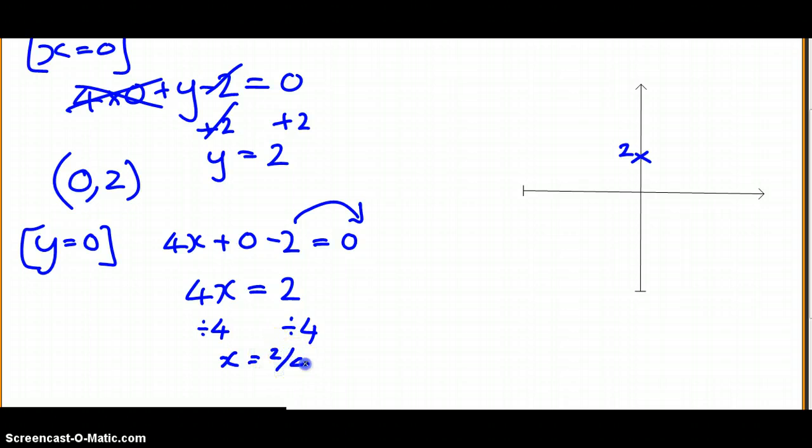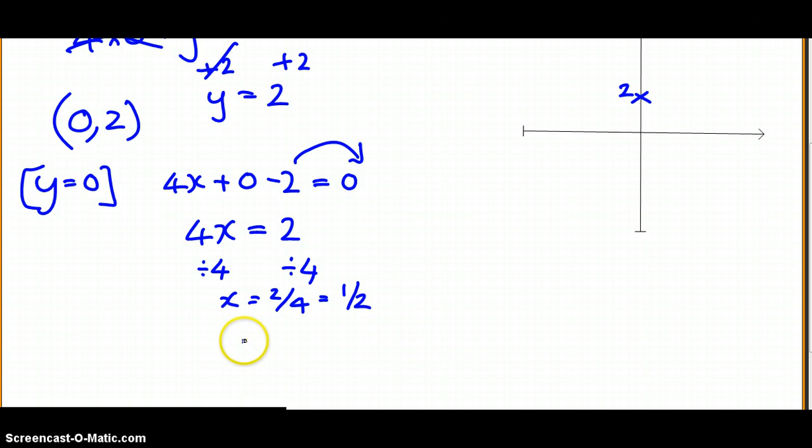2 over 4 is the answer for x, which is the same as 1 over 2. The coordinate I've just discovered is when x is half, y is 0. Or when y is 0, x is half. I'd write that like this. Half, comma, 0. Plot it on the graph. Go half in this direction and don't go anywhere in the vertical direction. Now for this graph, because the coordinates are quite close together, I might go skew.